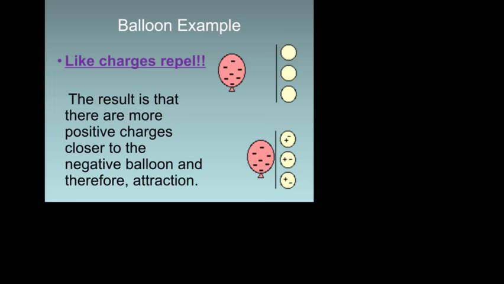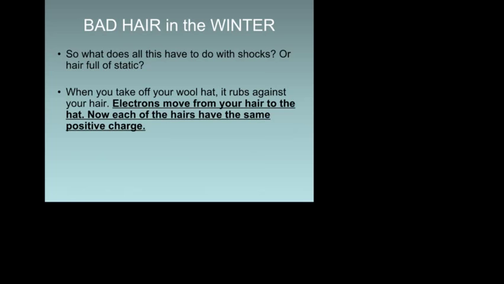So another example is getting hat hair in the winter. If you think about wearing a wool hat in the wintertime to keep you warm, when you come inside and you pull that hat off of your head, it rubs against your hair. Well, your hair tends to give up electrons. So your hair gains a positive charge, and those electrons move into the hat.